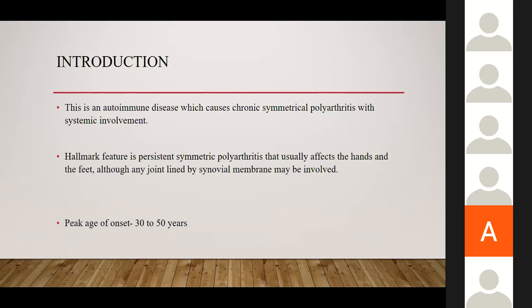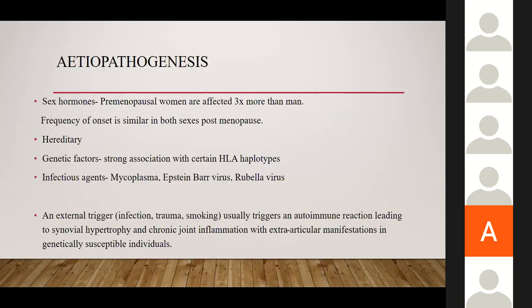So this is likely to be what? Osteoarthritis. Okay. So the fact that it's polyarthritis, the fact that it's symmetrical, and the fact that it is chronic should help you make that diagnosis. And of course, the fact that it's multisystemic should also help you. Okay, so we're saying that it would usually affect the hands and the feet, but then any joints where you have synovial membrane can also be affected. The peak age is about 30 to 50 years. Okay, and just like SLE, the premenopausal women are affected more.